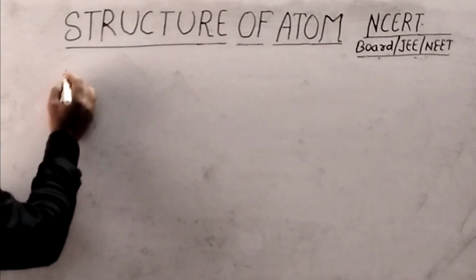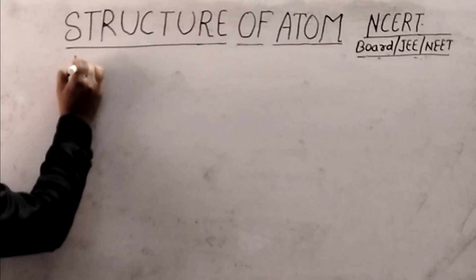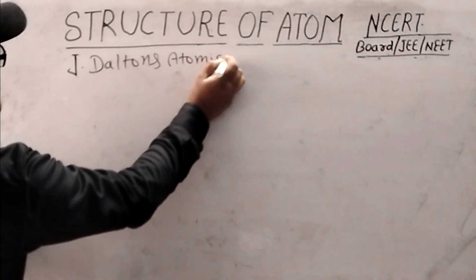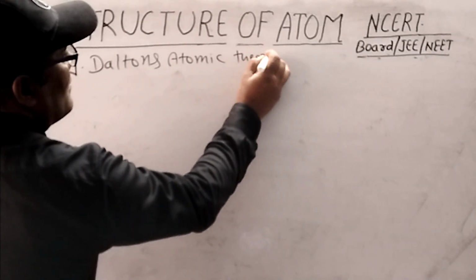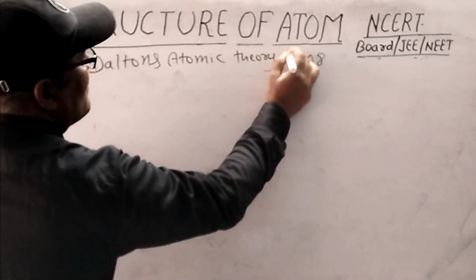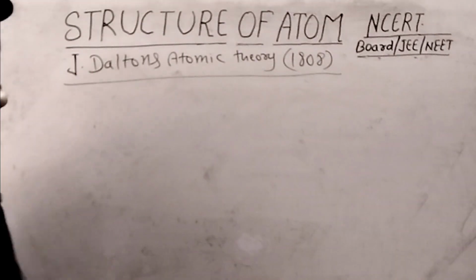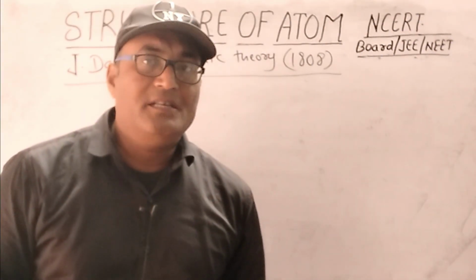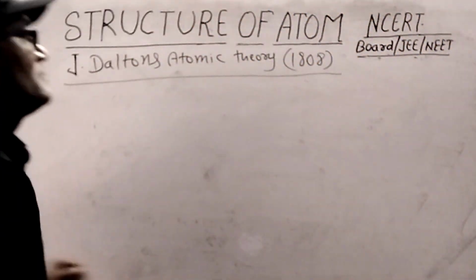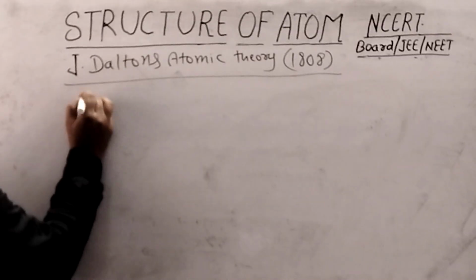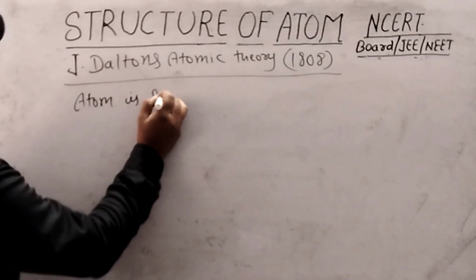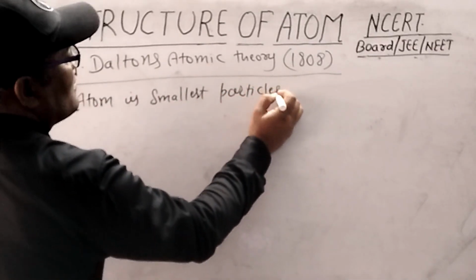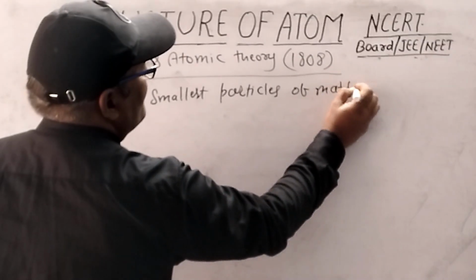In the structure of atom, first we will discuss John Dalton's atomic theory. According to Dalton's atomic theory, atom is the smallest indivisible particle of matter.